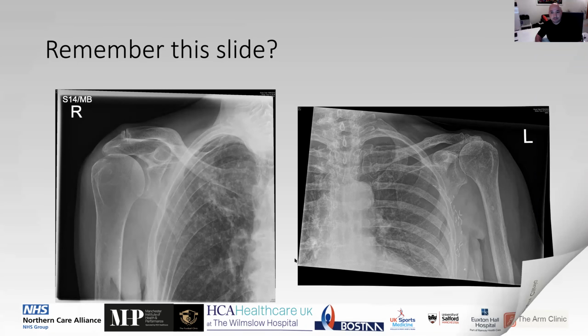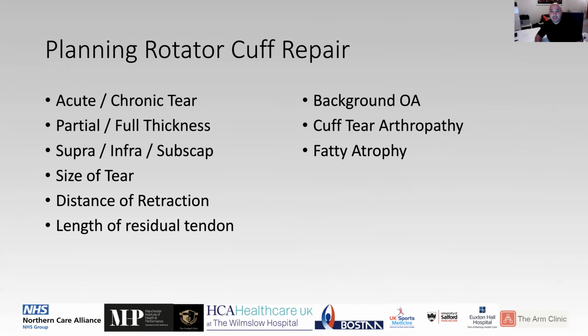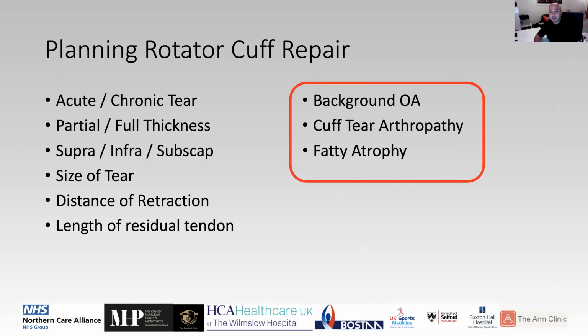The other things we mentioned, do you remember this slide? We mentioned background osteoarthritis. They don't do as well following a rotator cuff repair. Cuff tear arthropathy, they don't do as well. And fatty atrophy that you can see on an MRI scan, they don't do as well either. You might be able to repair the tendon, but then it's really difficult to really fire up that muscle if it's turned to fat.